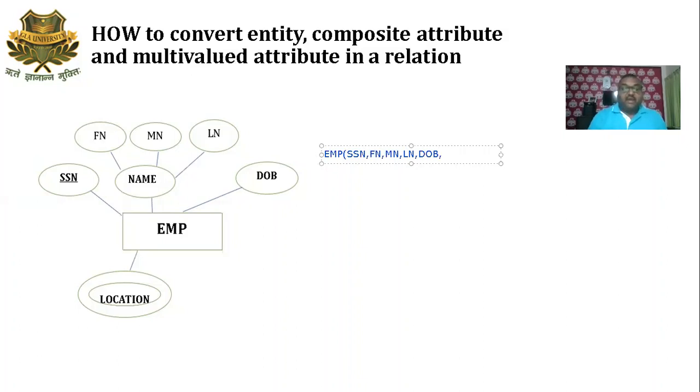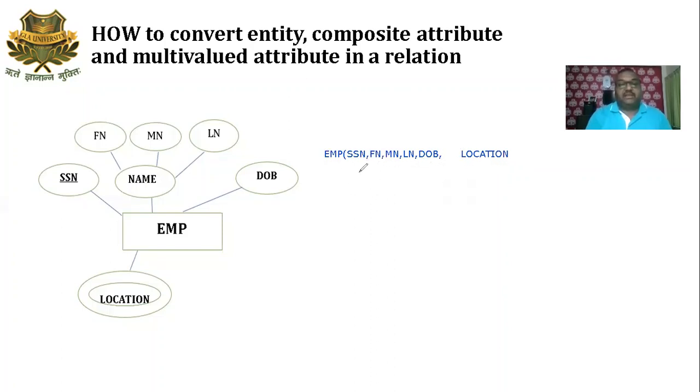And if there is a multi-valued attribute, like location, don't write it over here. What happens if you write the location over here? You should know why we are not allowed to write the location here. What is the reason behind this? The reason you should know. So I'm adding the location over here, and let's see what the effect will be.